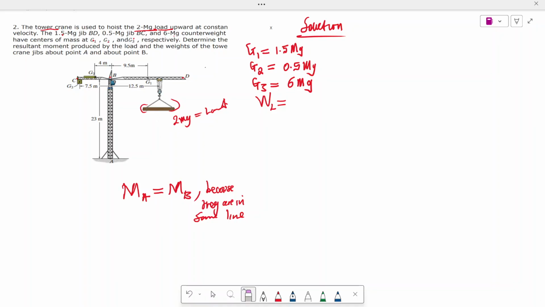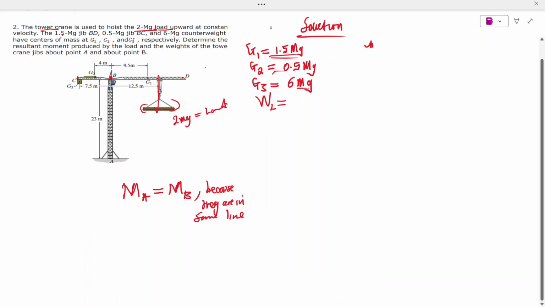So we can start with the moment due to the force produced by B. As I said, the moment is the product of force and the perpendicular distance. So we're going to find the force for this one, or rather the weight, for this one, that one and that one. So we start with G1.